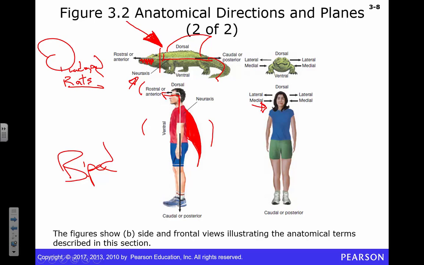It doesn't really make a difference with the medial lateral business, but dorsal's at the top, kind of here and back here.